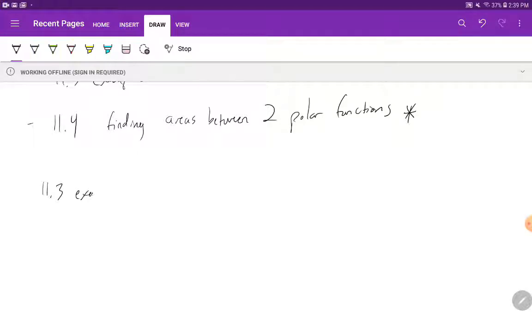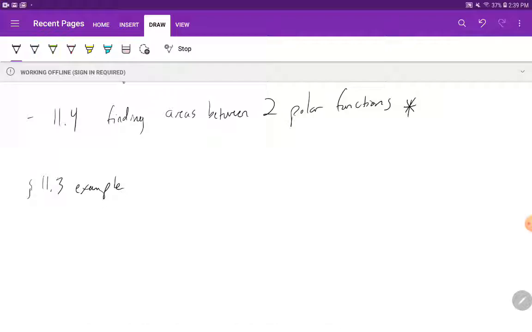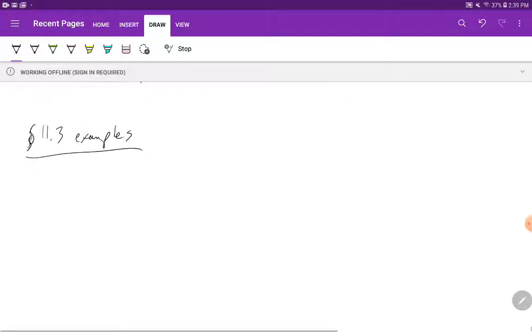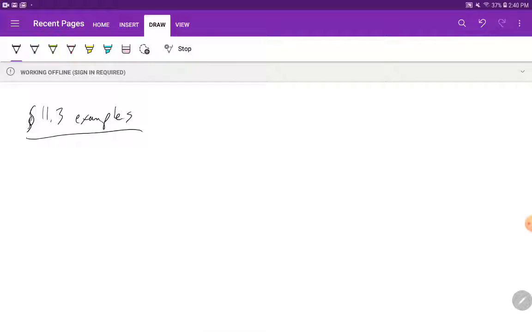Section 11.3. I just either made these up or augmented some of the problems from the book. But hopefully this will do some justice and explain how to figure out the rectangular graphs of polar functions or vice versa, the polar graphs of rectangular functions. So why don't we start with r of theta. We're going to go from polar to rectangular.